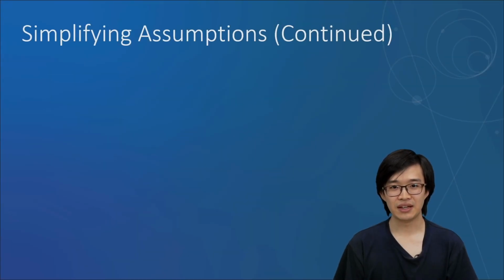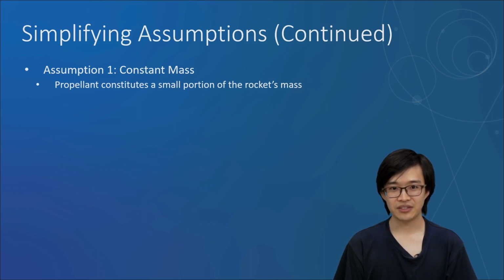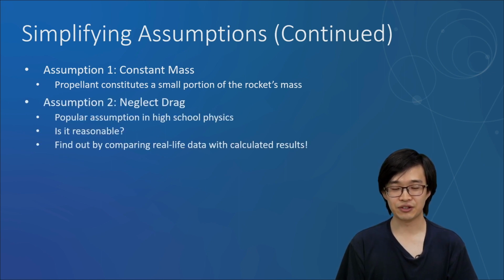First assumption we're going to make is a constant mass assumption. This is a reasonable assumption for us. We're flying a small rocket motor where the propellant constitutes a small portion of the rocket mass. Now, if you're dealing with rockets that go to space, this will be a terrible assumption since most of their mass is propellant. The second assumption is to neglect drag. This is a popular assumption in most high school physics, but is this a reasonable assumption for us? Well, you will find out in one of our future videos where you will compare the real-life data with the calculated results. If they're close, then assumption 2 was pretty valid.